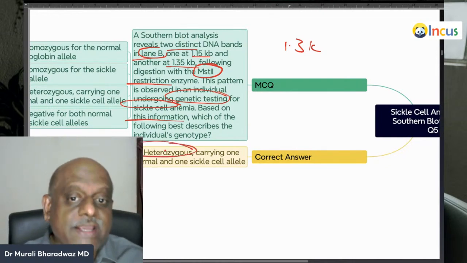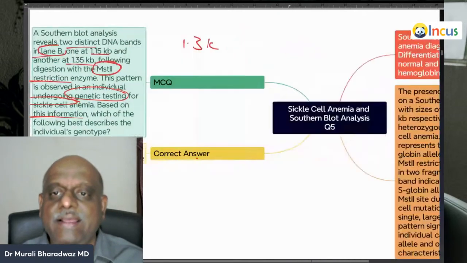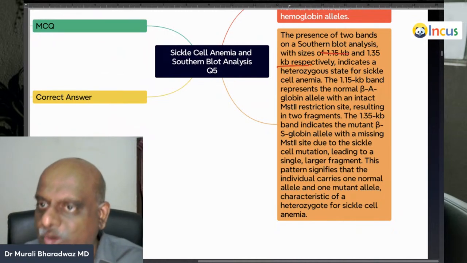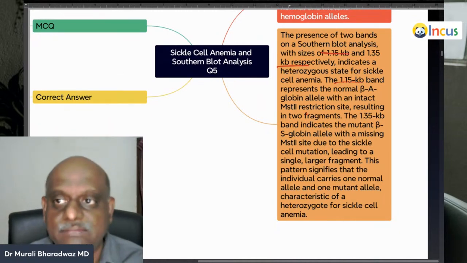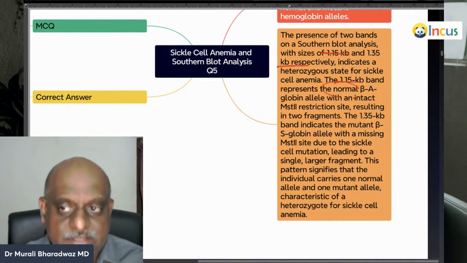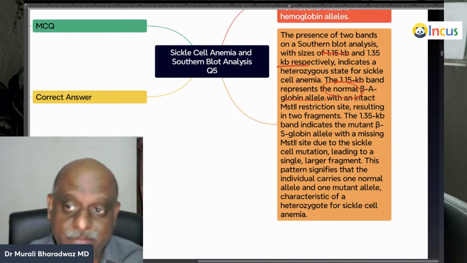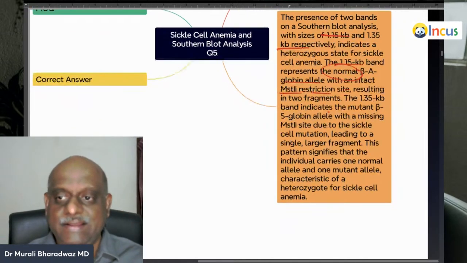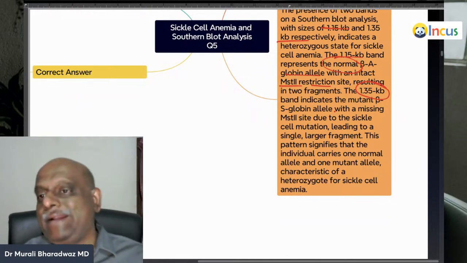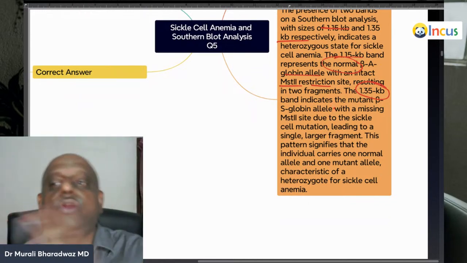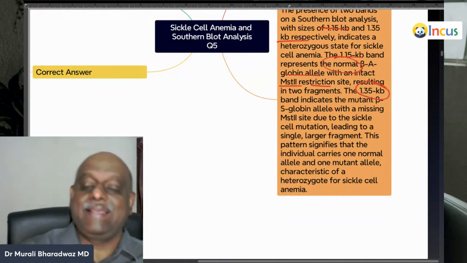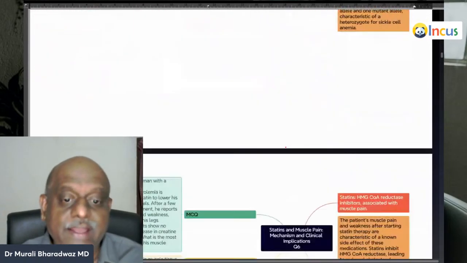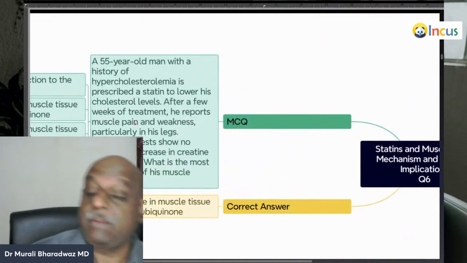This person is heterozygous, carrying one normal and one sickle cell allele, is what you need to remember. One band is 1.15 kb and the other is 1.35 kb. The 1.15 kb band represents the normal beta globin allele with an intact MstII restriction site. The 1.35 kb band indicates the mutant beta S globin allele, which is missing the MstII site due to the sickle cell mutation. That's the reason it is a heterozygote, is what you need to remember.